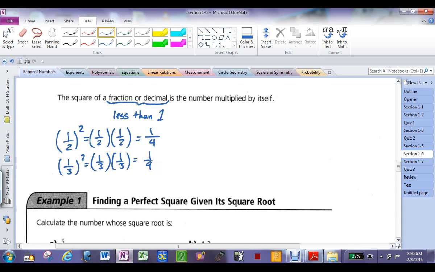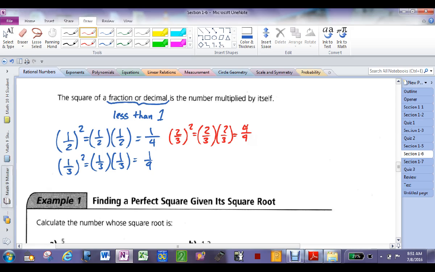What if it's not 1/3? What if it's 2/3? Do you think anything changes? No, of course not. 2/3 squared is 2/3 times 2/3 to get what? 4/9. Everybody good? Yep.